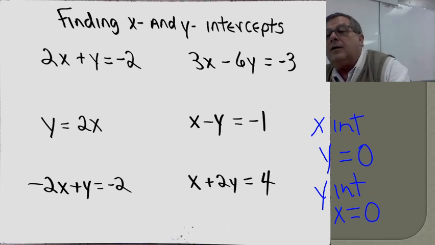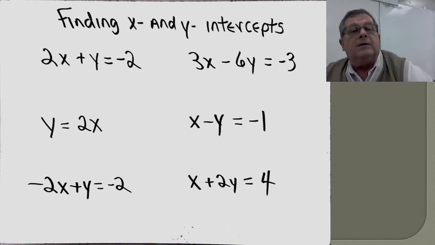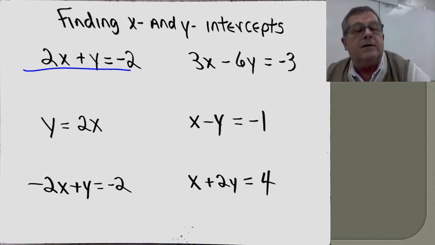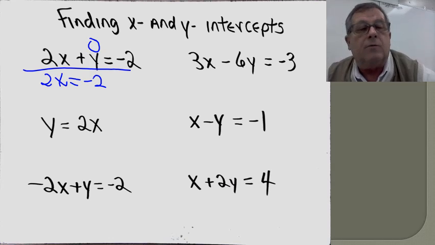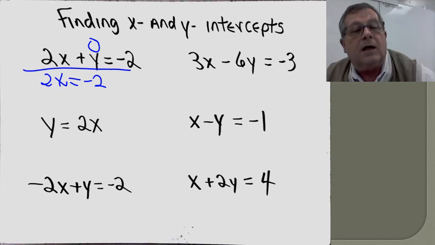So let's take a look at this equation right here. We've got 2x plus y equals minus 2. Well, if I want to find the x-intercept, I can set y equal to 0. Then that's going to give me 2x equals minus 2, because y is 0, and I divide both sides by 2, and the x-intercept is going to be at minus 1.